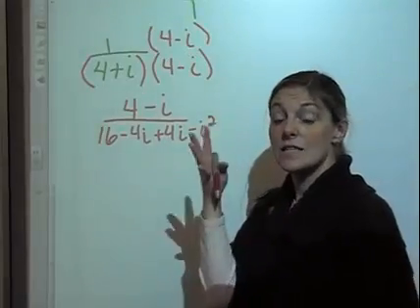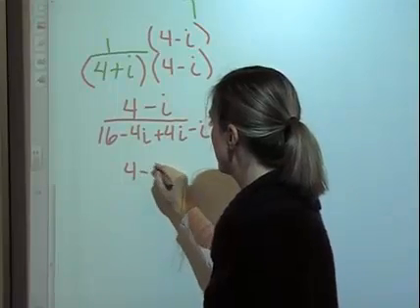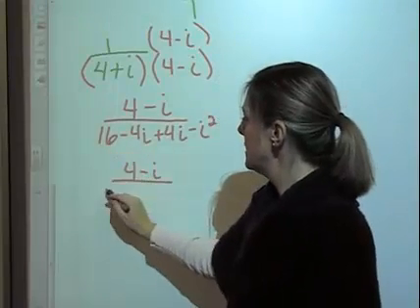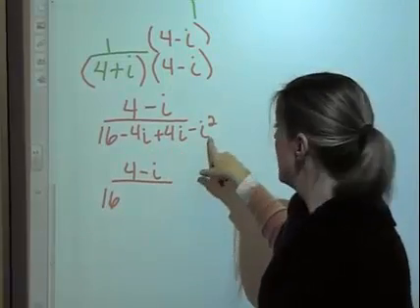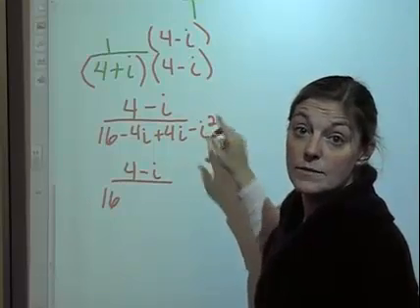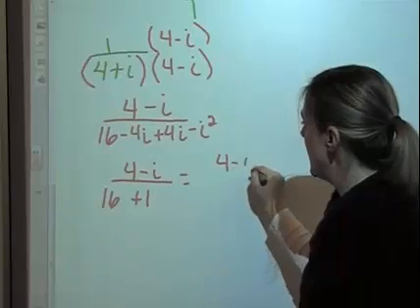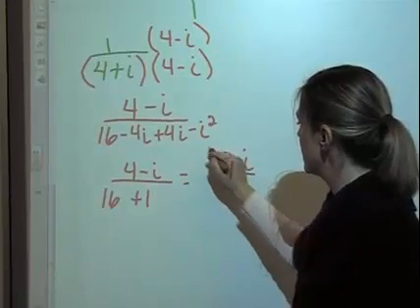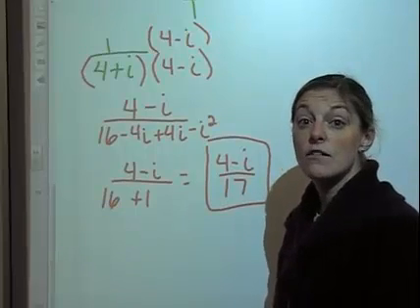All right, so now let's simplify that a little bit. We have 4 minus i in the numerator. 16, our negative 4i and 4i cancel out. And then remember that i squared is negative 1, so negative 1 times negative is positive 1. So that gives us 4 minus i over 17. And that's the reciprocal of 4 plus i.